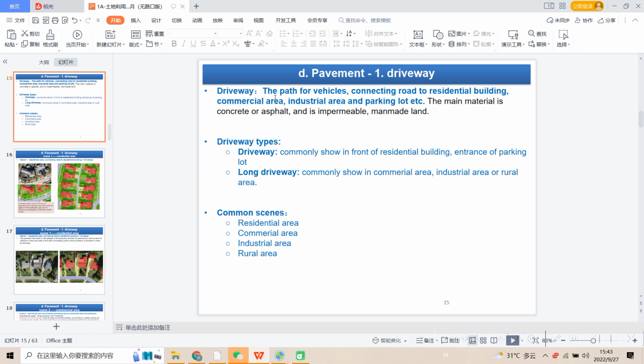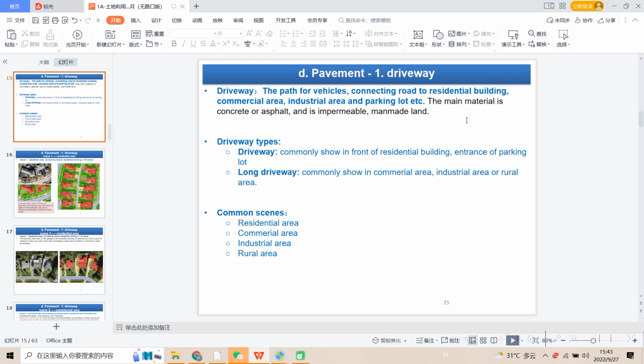So what is a driveway? Remember the definition: a driveway is a path for vehicles connecting a road to a residential building, commercial area, industrial area, parking lot, etc. The main material is concrete or asphalt, and it is impermeable, man-made land. So this definition will give you some ideas.